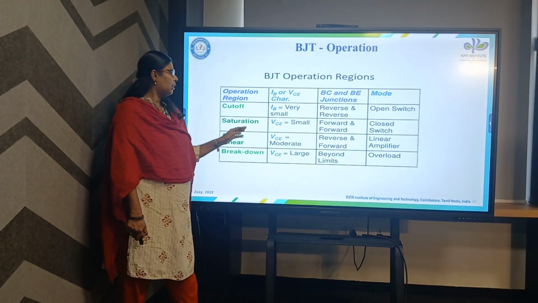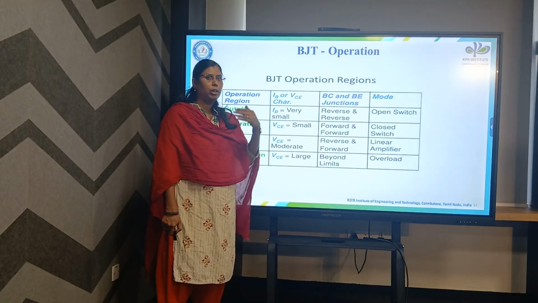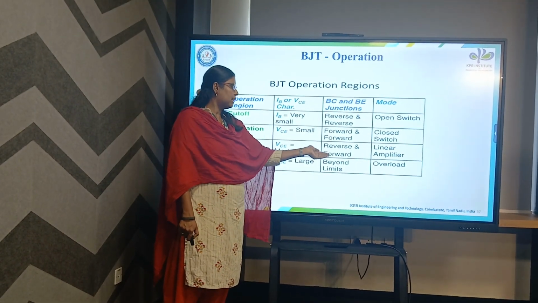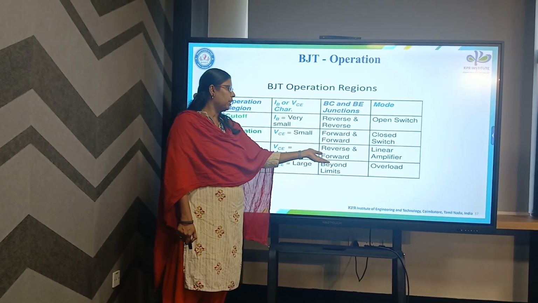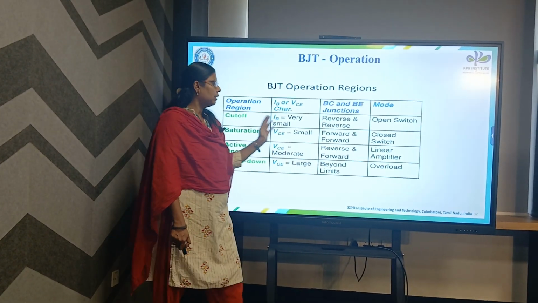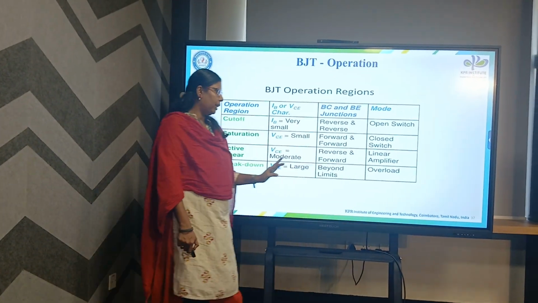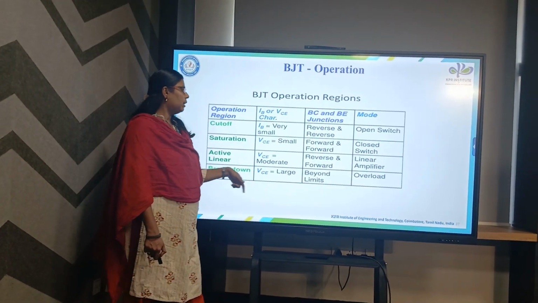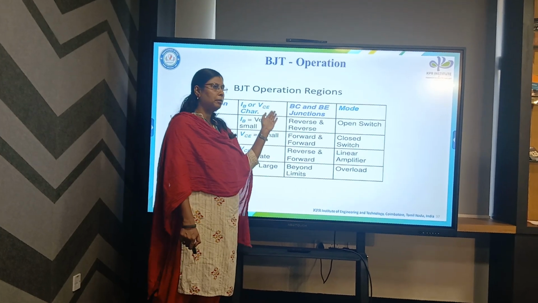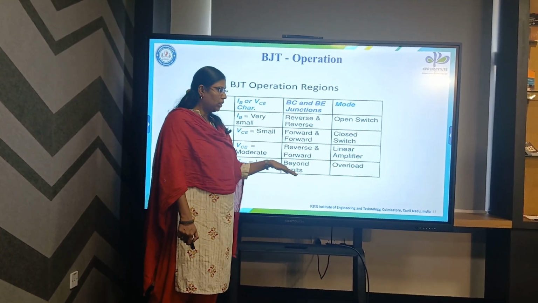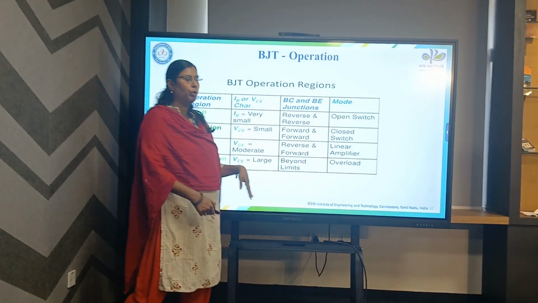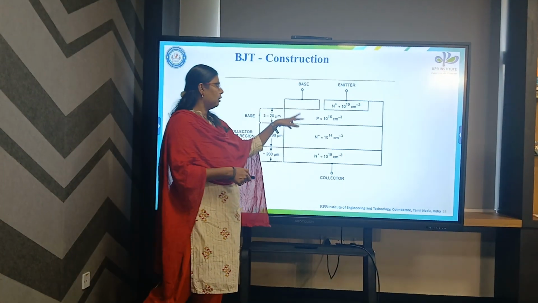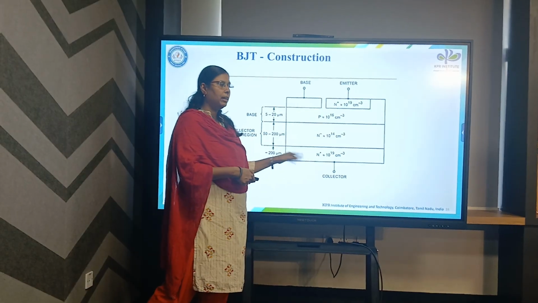In the active region, the VCE is increased from a small value to a moderate value. In that case, the base collector junction is reverse biased, but the base emitter junction is forward biased. In that case only, the transistor will act as an amplifier. In breakdown region, if the VCE is a higher value, then the base collector and base emitter voltage is beyond the limits, so it is considered as an overload. So this is the BJT construction. It shows the doping concentration of P-type and N-type.